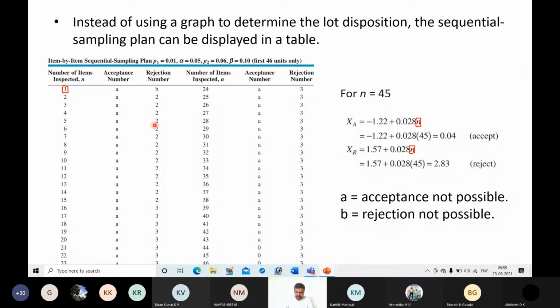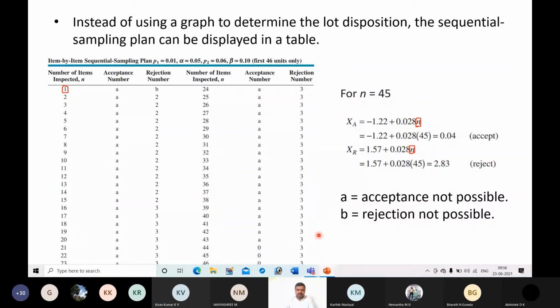Acceptance number means XA values. Rejection number means XR values. So after performing 44, until 44, you cannot accept the lot. The only thing is, if you get a number of defectives equal to or more than 3, you can reject the lot. After taking 44, you can accept the lot. So like that, you should continue.